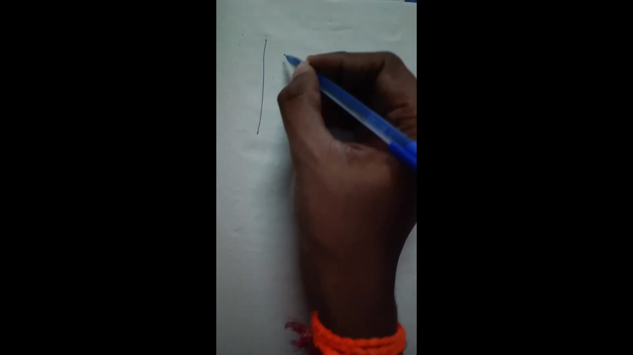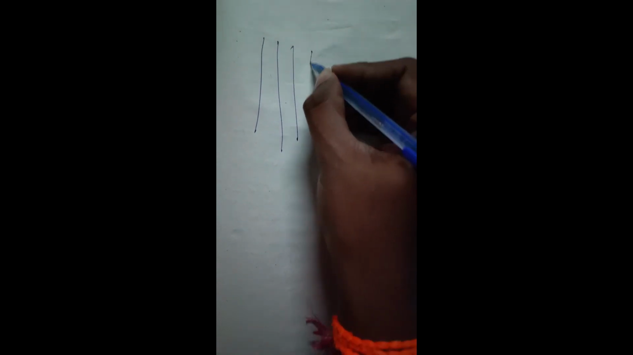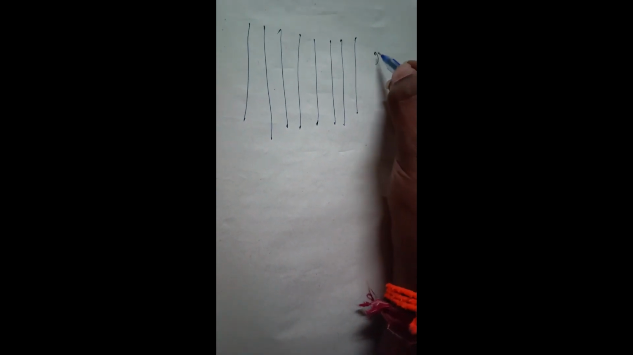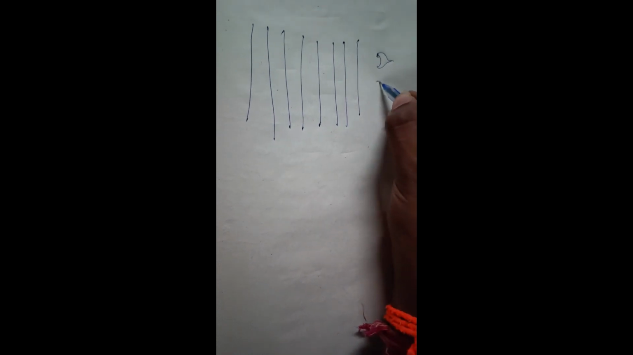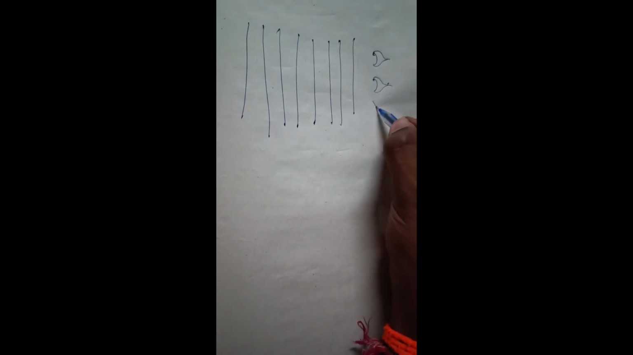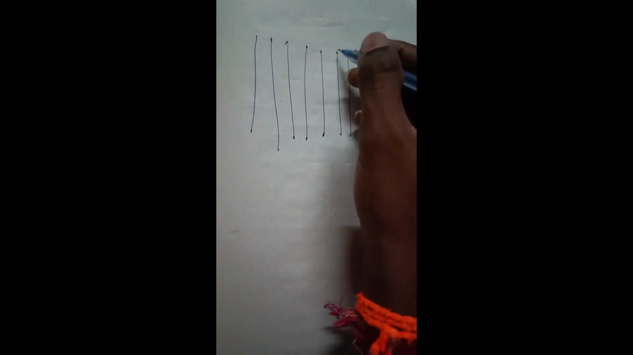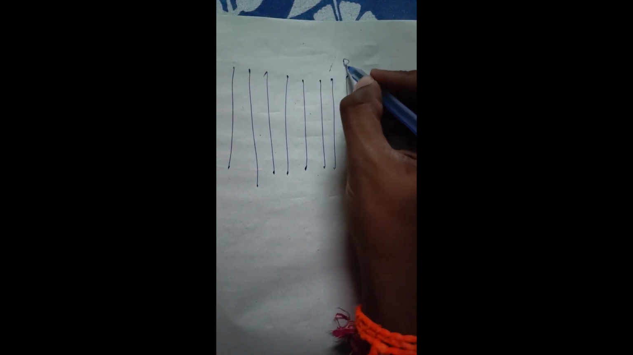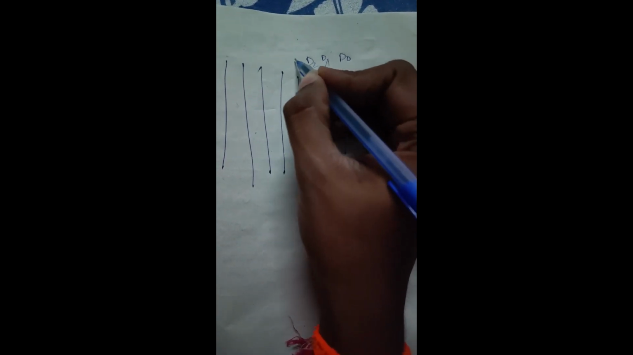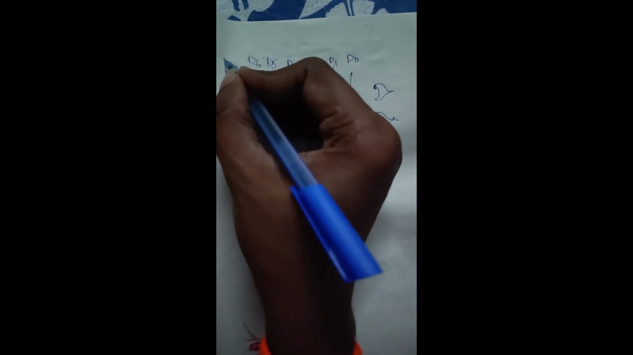Okay, let's see the logic diagram for this. Here we will have 8 input lines, 1, 2, 3, 4, 5, 6, 7, 8. Here how many outputs are there? 3, right? So we will have 3 OR gates. Here what are the inputs? D0, D1, D2, D3, D4, D5, D6 and D7, right?